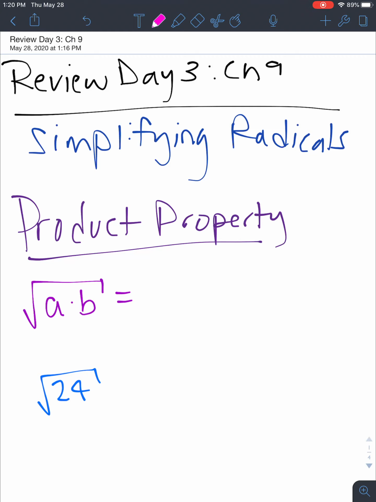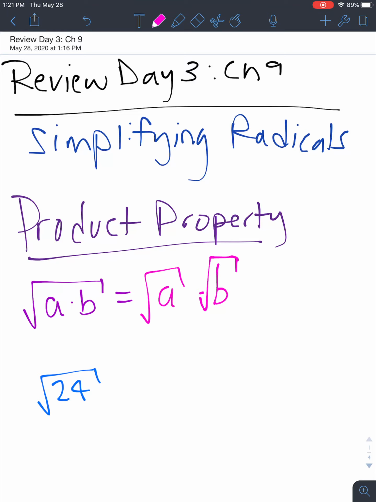There were two main properties that we used to simplify, and one was called the product property and the other was called the quotient property. We're going to start with the product property. So remember that the product property is always when you have two things being multiplied within a square root, right? So the square root of a times b is the same thing as the square root of a times the square root of b. All right?